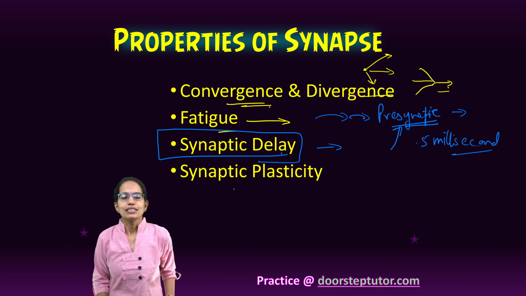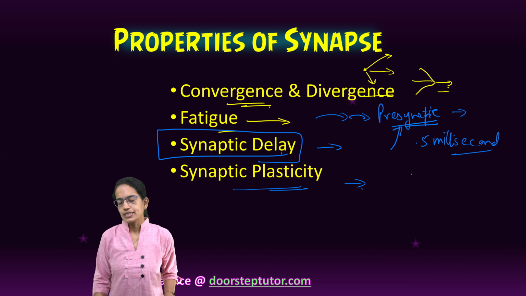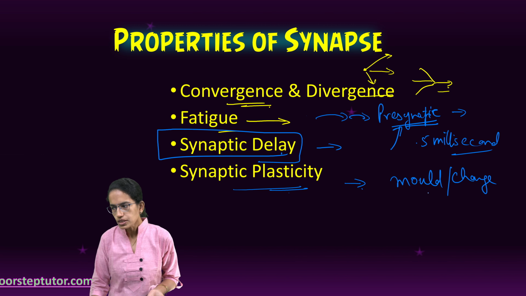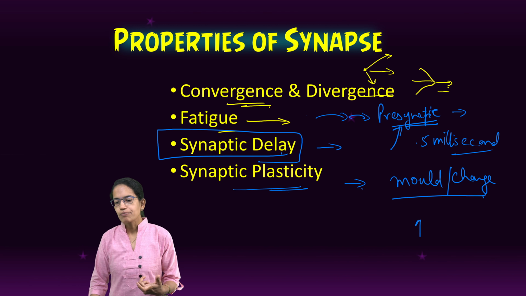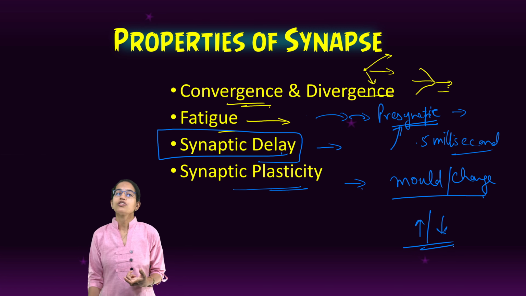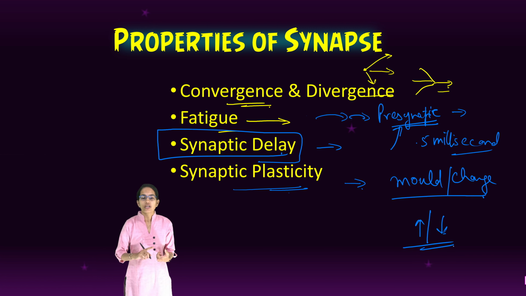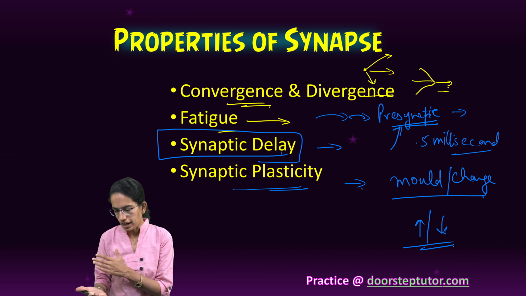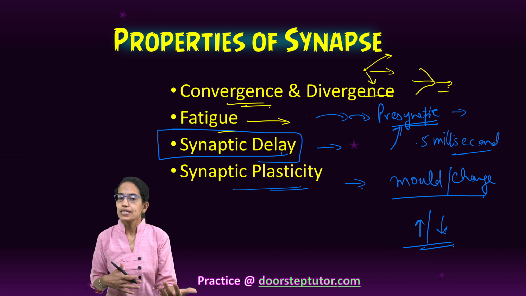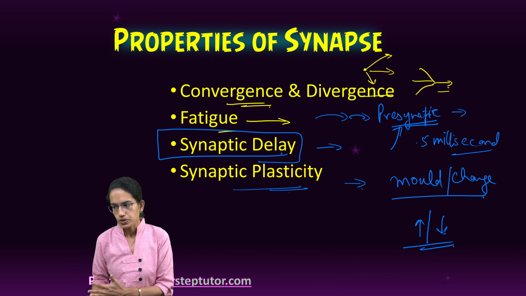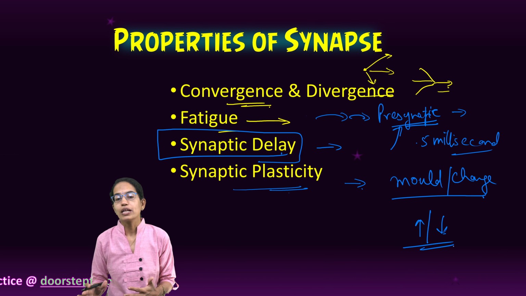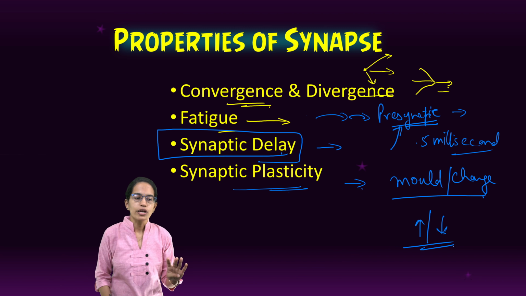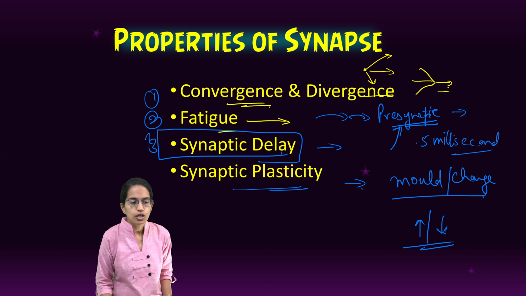The next is synaptic plasticity. Plasticity means the ability to mold or change. So this synaptic conduction can be increased or decreased based on your past experiences. Based on your past experiences, there can be a change or mold that could be affected, and this affects the presynaptic as well as the postsynaptic location and has an important role in the process of memory as well as learning. So here are four important properties that we have understood for synapse.